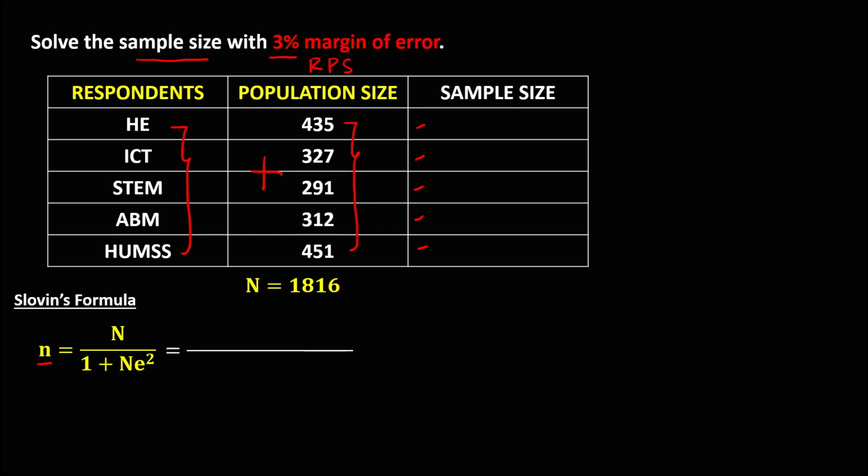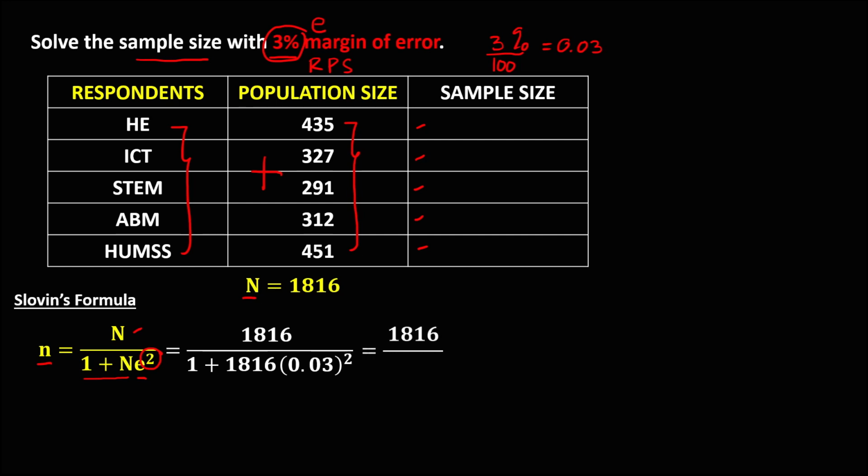Then substitute now all the values. So for big N, the population size, that's 1816. Then over 1 plus 1816. Then E for the margin of error. So since the given margin of error is 3%, then convert this to a decimal. So just divide this by 100. So this is equal to 0.03. So E is equal to 0.03, then to the power 2.